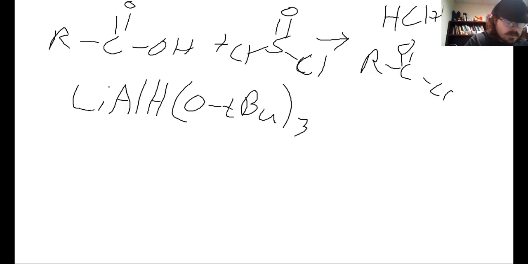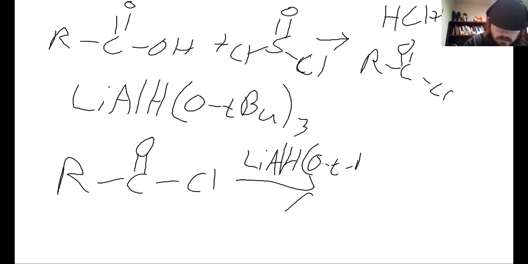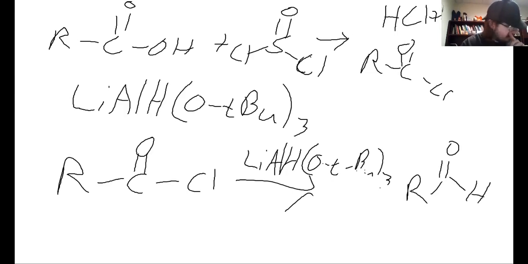So if we do this with some sort of acid chloride with our weaker reductant, aluminum, it's just going to result in our aldehyde. And we're going to kick off the hydrogen, the chloride.